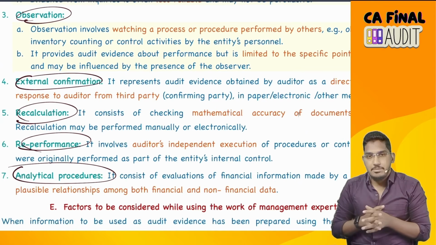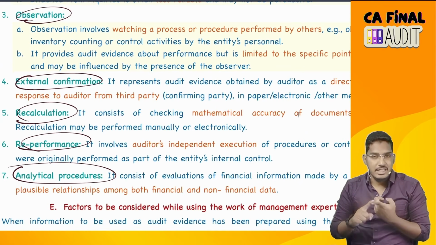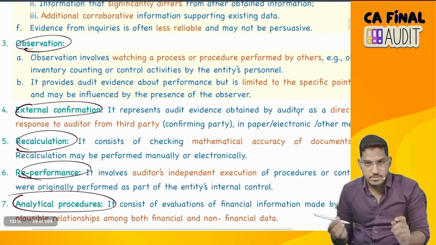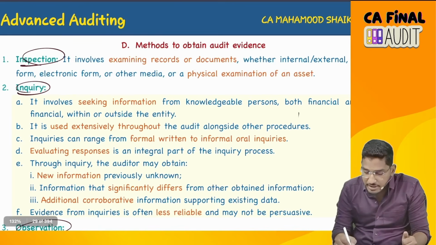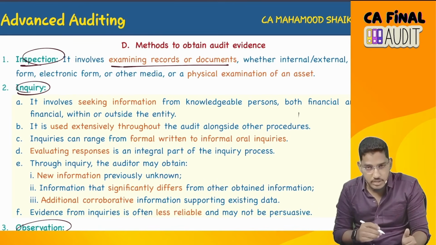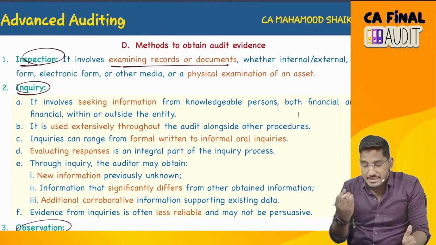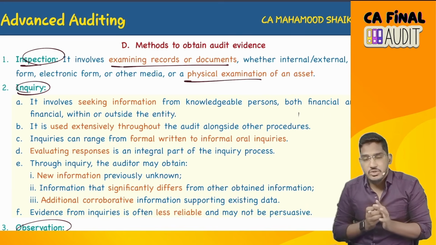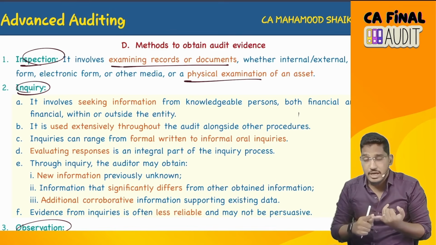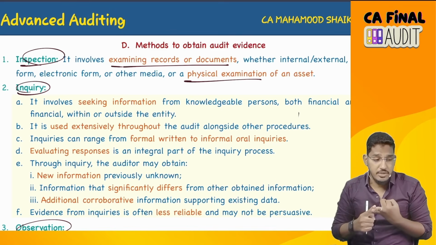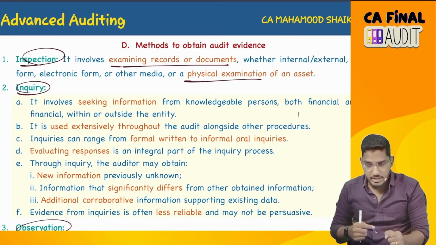Sir, what exactly happens in each of these methods? If you look at inspection, inspection contains 2 aspects. Either you are examining documents or records, that means we are doing the record examination, or even if you are doing physical examination of an asset, that will fall under inspection. Like if I'm checking supporting documents, I'm doing inspection. If I'm doing physical verification of the asset, I'm doing inspection there also.